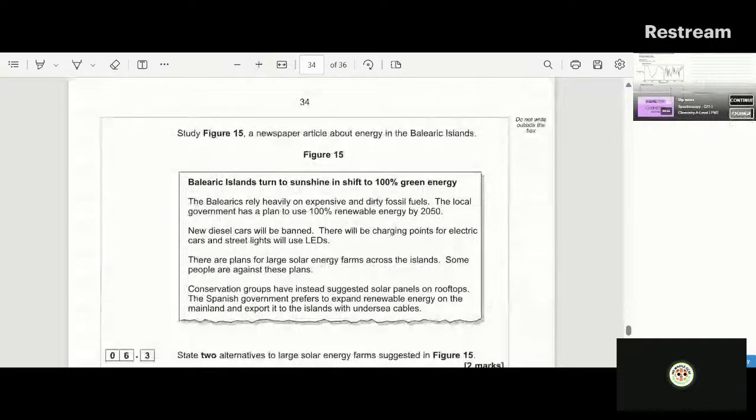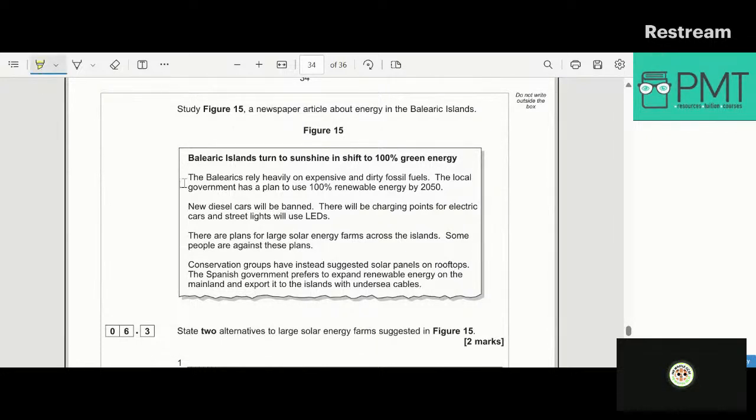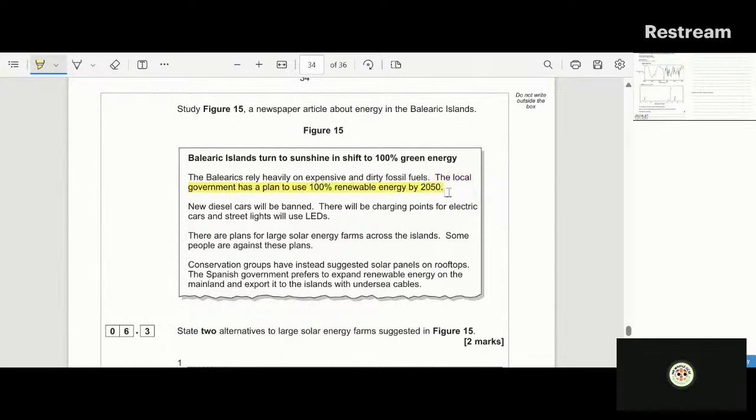Study figure 15, a newspaper article about energy in the Balearic Islands. I hope I'm saying that right. Balearic Islands turns to sunshine in shift to 100% green energy. The islands rely heavily on expensive and dirty fossil fuels. The local government has a plan to use 100% renewable energy by 2050.